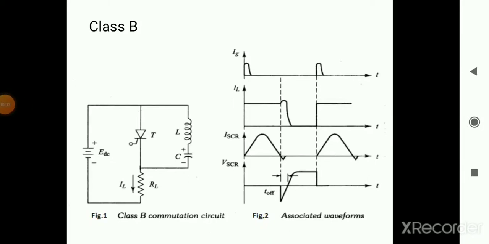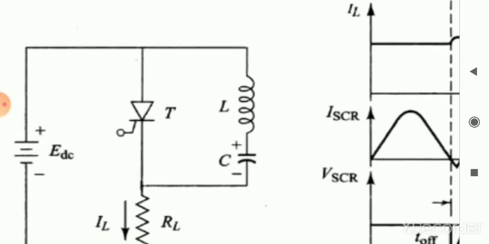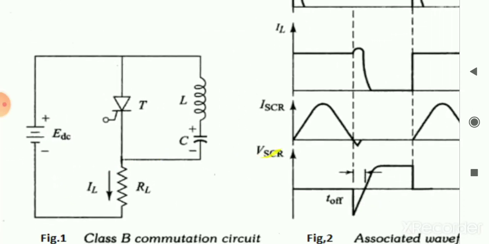Class B type of commutation. Class B is already studied. So this is another method of forced commutation, class B type of commutation. This is a circuit for a class B type of commutation.